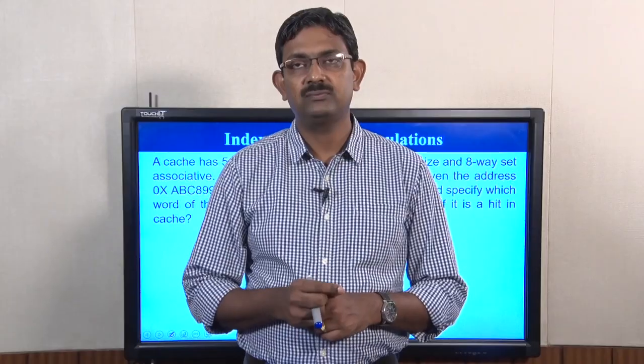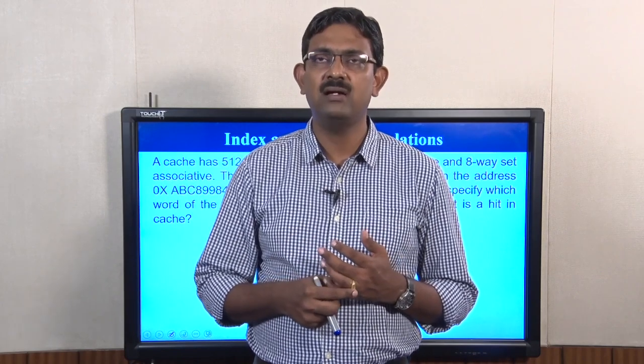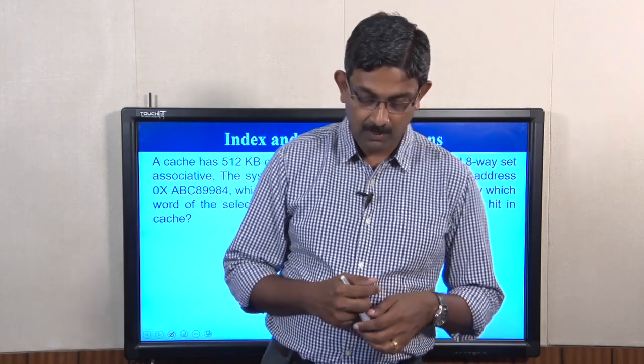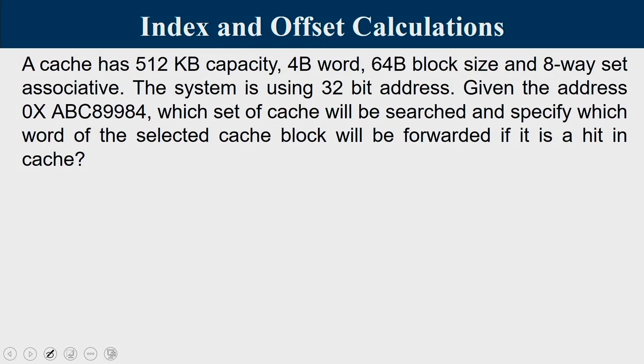Let me now draw your attention to a small numerical problem which will help you understand cache tag, index and offset concepts. Consider a cache that has 512 kilobytes capacity, 4 byte word, 64 byte block size and 8 way set associative. The system is using a 32 bit address. Let us imagine the processor gives the address 0xabc89984. Which set of the cache will be searched to find this address, and which word of the selected cache block will be forwarded if it is a hit in the cache?